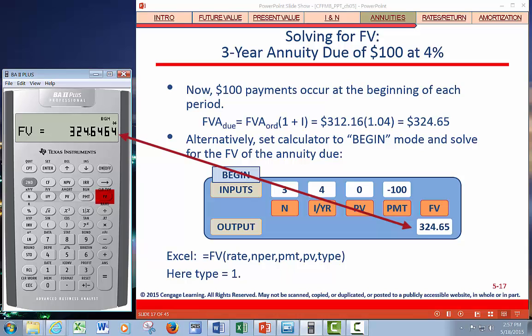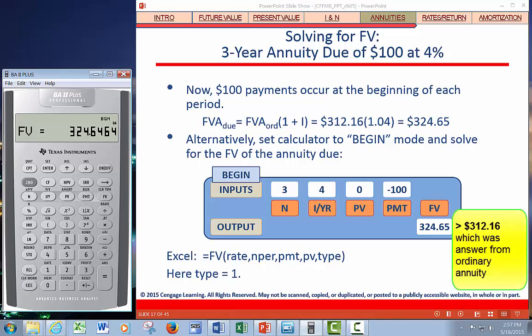The answer of $324.65 will appear. After 3 years, I'll have $324.65 in my bank account if I make 3 annual payments of $100 at the beginning of each year that earn 4% interest. Also, notice that compared to the future value of $312.16 on slide 5-15, I earn more money with an annuity due. This is because the payments occur at the beginning of each year and they start earning interest on interest faster.